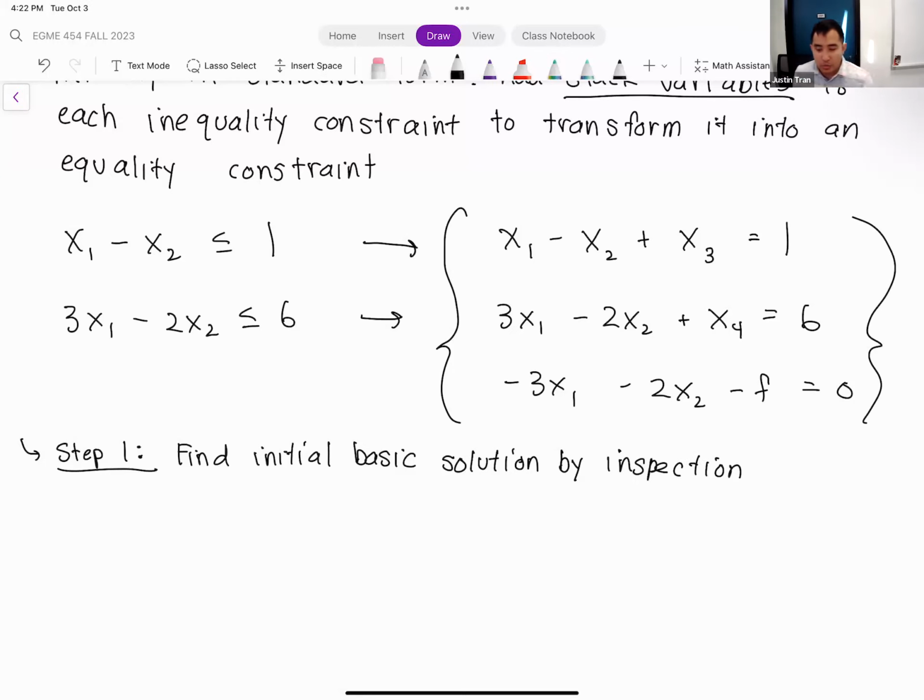The way that we're going to do that is we're going to do it just by inspection. Okay. All right. And so for these problems, with inequality constraints where you have to add slack variables, this is actually quite nice because we can find our initial basic solution by inspection. Because if you look at our two constraint equations, x3 only shows up in the first constraint, and x4 only shows up in the second constraint.